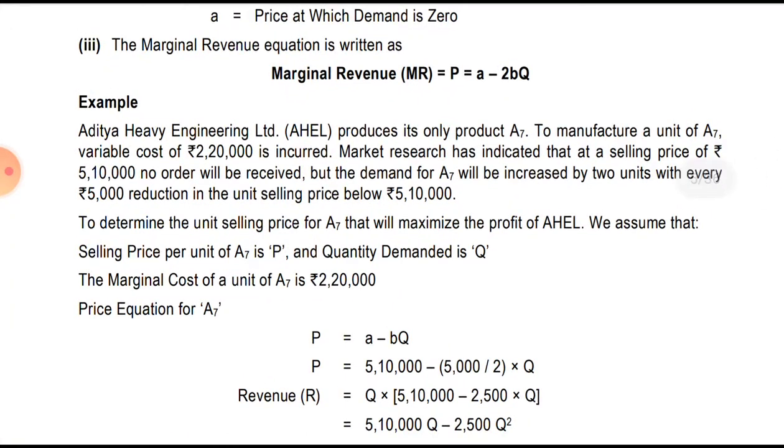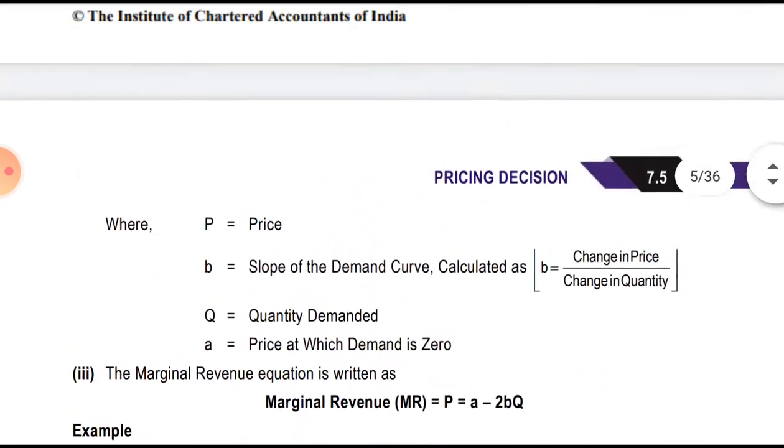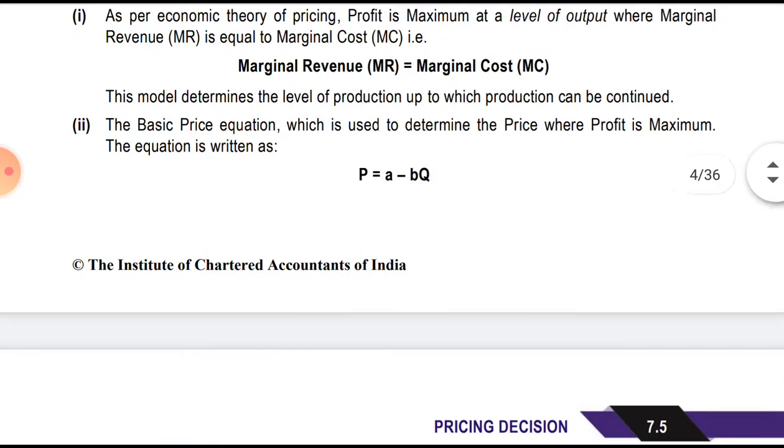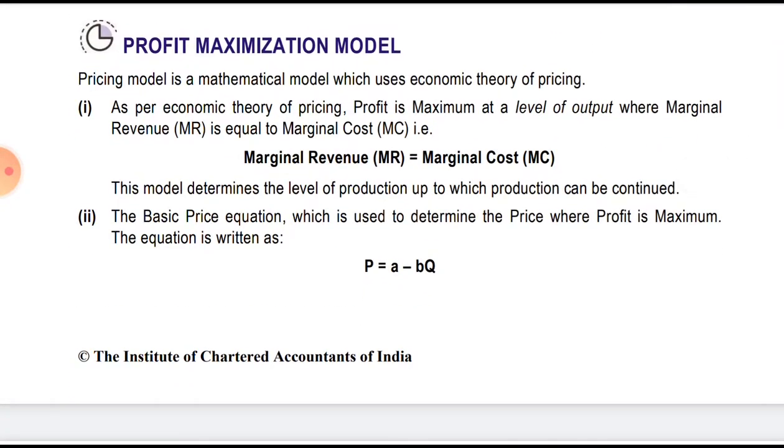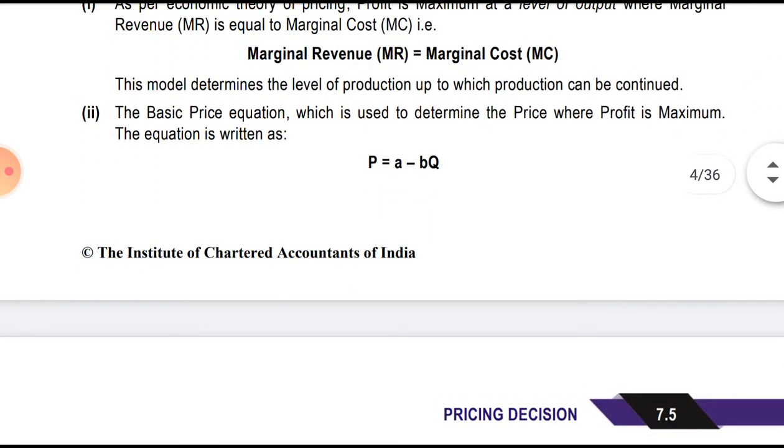This is the first example of pricing. First we'll go through the formula and then we will start with the question, so it will be easier. The first basic thing is that MR is equal to MC. As per the economic theory of pricing, profit is maximized at the level of output where MR is equal to MC. So profit will be maximum at that level.